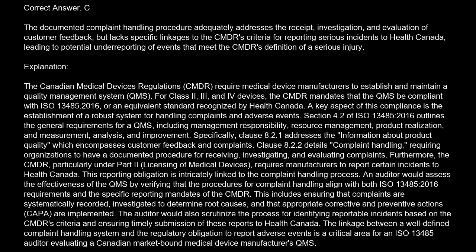An auditor would assess the effectiveness of the QMS by verifying that the procedures for complaint handling align with both ISO 13485-2016 requirements and the specific reporting mandates of the CMDR. This includes ensuring that complaints are systematically recorded, investigated to determine root causes, and that appropriate corrective and preventive actions, CAPA, are implemented. The auditor would also scrutinize the process for identifying reportable incidents based on the CMDR criteria and ensuring timely submission of these reports to Health Canada.